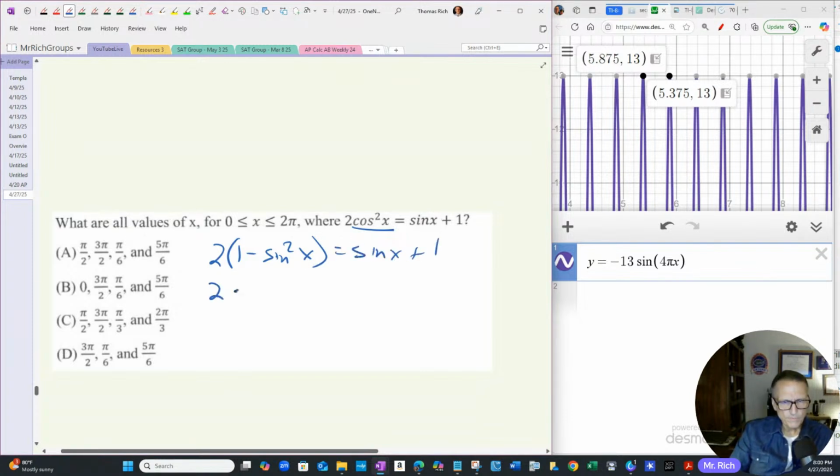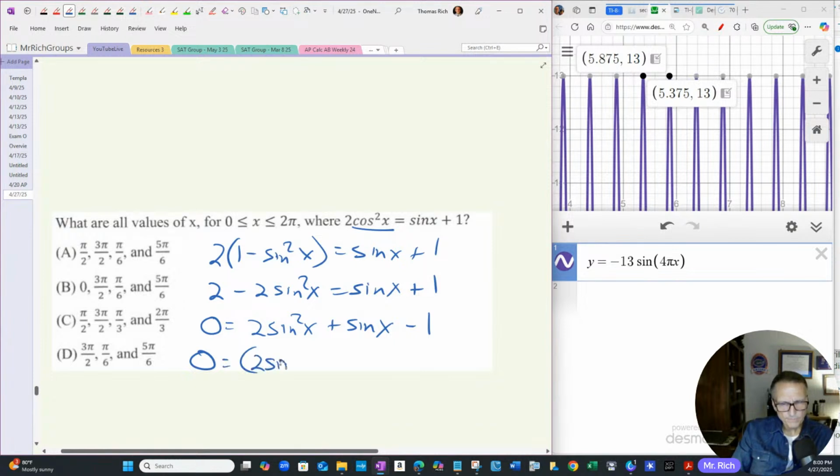We'll distribute the 2. And it looks like I'm going to be solving this by factoring. So I'm going to leave 0 on the left, move this over to the right, plus sine x. And then when I subtract the 2 to the other side, it's going to give me a -1. So it looks like I'm going to be able to factor this as the product of two binomials, as though it were a quadratic. And that means I need to put a -1 and a +1 right here. And of course, that's sine x, not x.